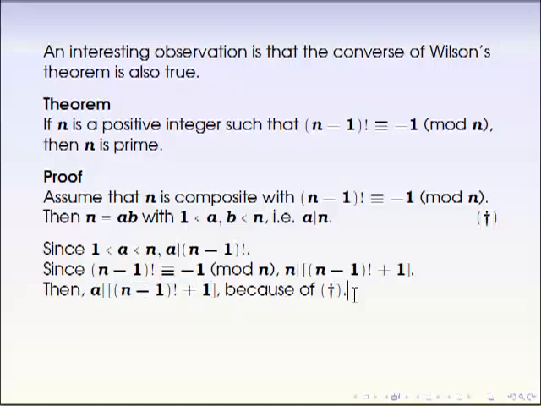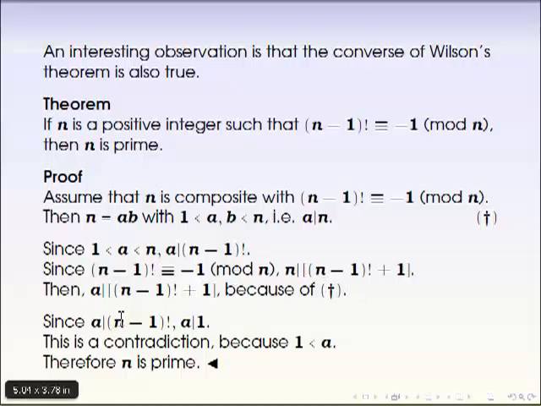And another fact is, we already checked a is a divisor of (n-1)!. So if we combine these two, if a is a divisor of (n-1)!, and also a divisor of (n-1)! plus 1, then a must be a divisor of 1 too, right? But that is a contradiction, because a should be greater than 1, right? So it cannot be a divisor of 1.